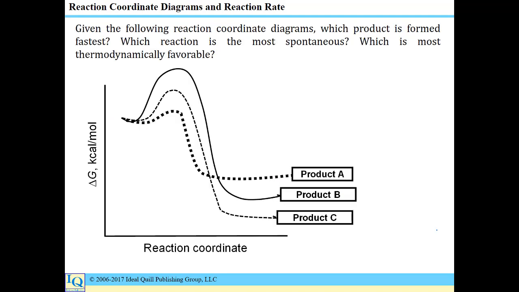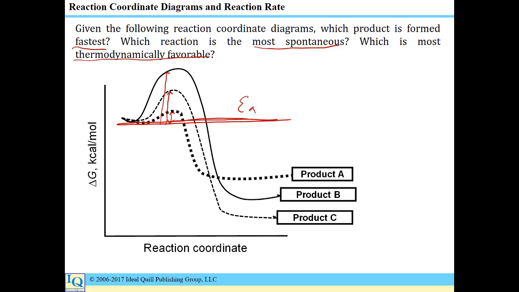Sometimes, rather than being asked to draw a reaction coordinate diagram, you might be shown some reaction coordinate diagrams and try to get some information from those. In this case, they're asking us which product is formed fastest, which reaction is most spontaneous, and which is most thermodynamically favorable. So let's start off with the fastest. The fastest reaction is identified by taking the starting material and seeing how much energy of activation do I need to get each of those reactions to go. The higher that is, the slower it will be.